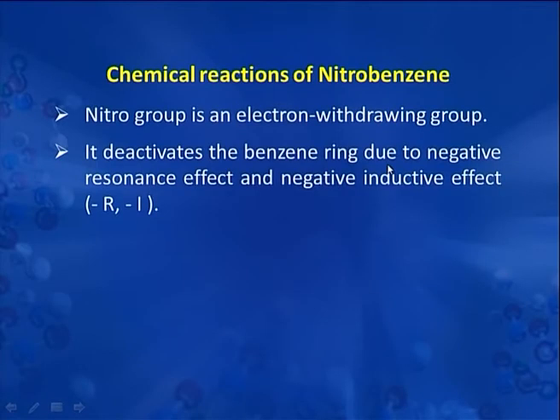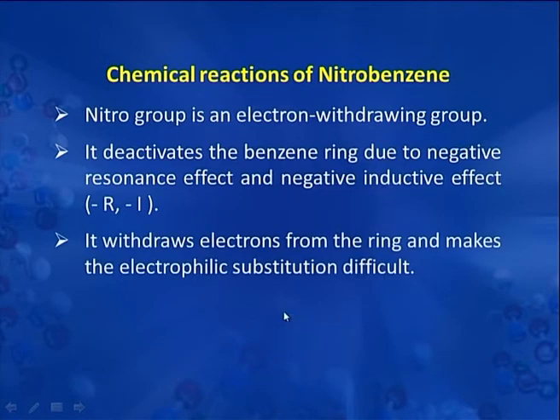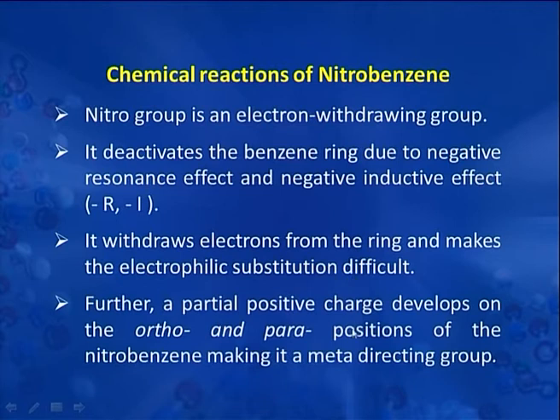See, the nitro group is an electron withdrawing group, and since it is electron withdrawing in nature, it deactivates the benzene ring due to negative resonance effect and negative inductive effect. It withdraws electrons from the ring, or away from the ring, and makes electrophilic substitution difficult.